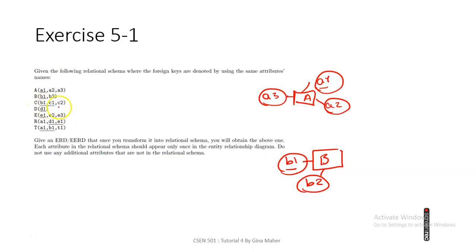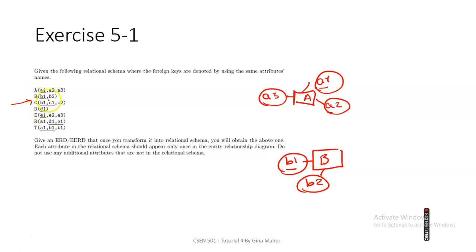However, here C consists of three attributes: B1, C1, C2, where B1 is actually a foreign key referencing B, and both together are the primary key of this relation. In this case, if we have a foreign key that is a part of the primary key of the relation, it could be one of two options. Either this is describing a relationship between C and B, or this is a weak entity for B.